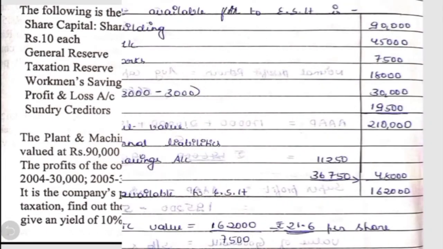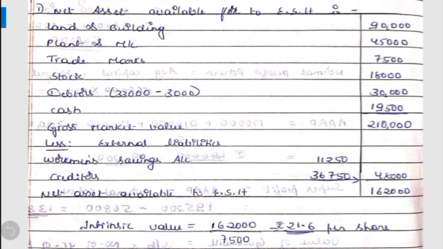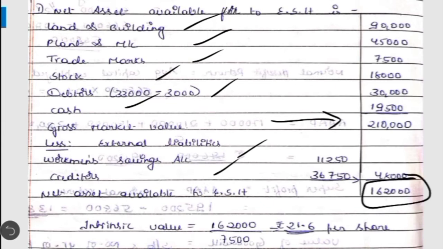So let's see how to calculate the net asset available for equity shareholders. As we just now discussed, land and building, plant and machinery, trademark, stock, debtors less bad debt, cash at bank. We get the gross value to be 2,10,000 less external liabilities, workmen savings account and creditors. So remaining balance you get 1,62,000. Intrinsic value is equal to net asset available for equity shareholders divided by number of equity shares. We get the intrinsic value to be rupees 21.6 per share.